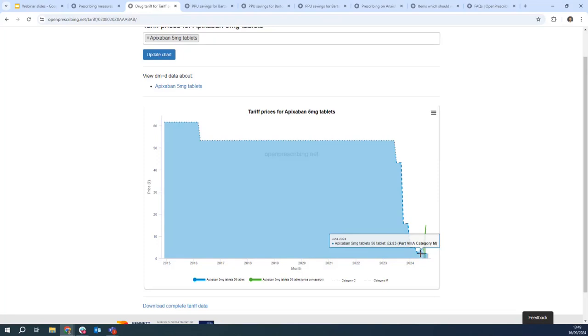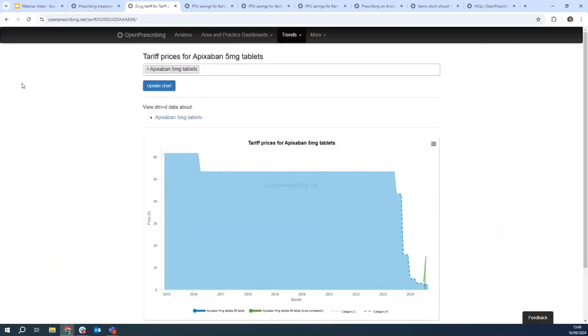So before, pharmacies were getting reimbursed £2.83 a box. Now they're getting paid £15 a box. So it's definitely higher than it has been, but not as high as the spend on apixaban used to be. So just helpful background, not something I think you will use day to day, but worth being aware of and knowing it's there.